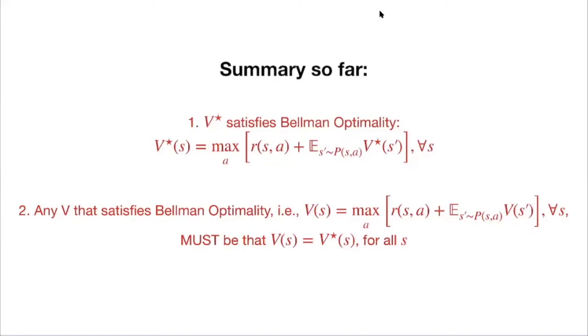Again, this is the key to computing V star. This basically defines a constraint for V star. So if we are trying to find V star, we only need to search for a function that satisfies this constraint for every state.